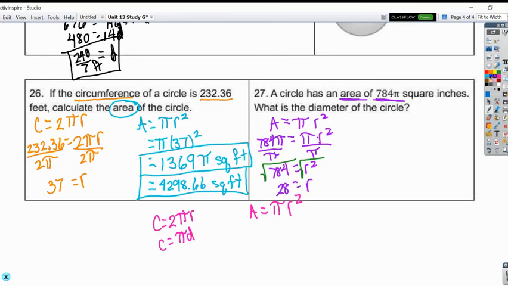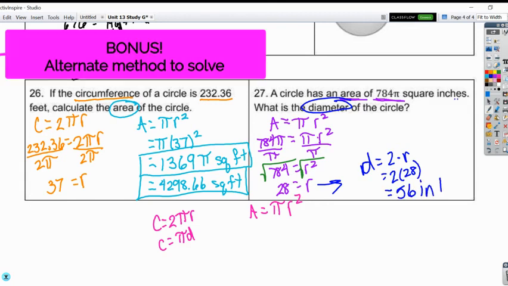The question now wants to know what is the diameter of the circle. So diameter is 2 times the radius. You're doing 2 times 28. That would put us at 56. What kind of units are on a diameter here? We're talking about inches.